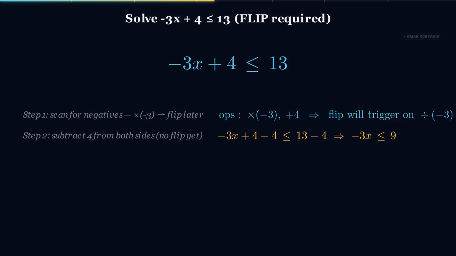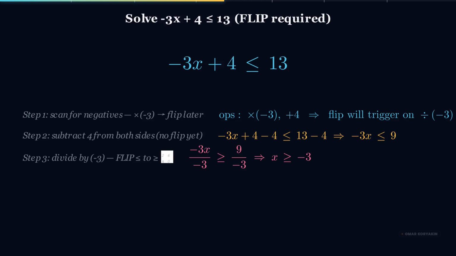Step 2. Subtract 4 from both sides of the inequality. The left side becomes -3x plus 4 minus 4, which simplifies to -3x. The right side becomes 13 minus 4, which equals 9. The inequality is now -3x less than or equal to 9. The direction did not change because subtraction never triggers the flip.